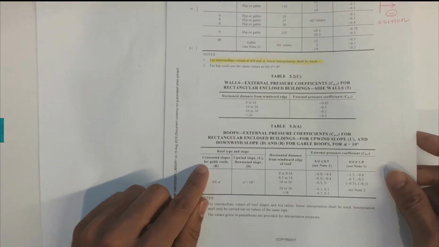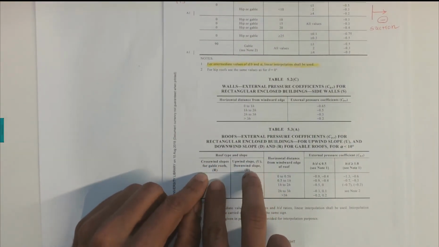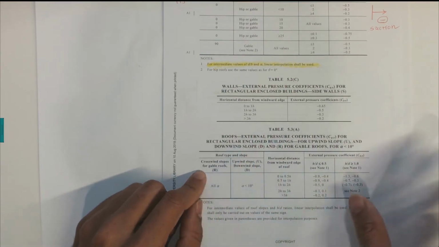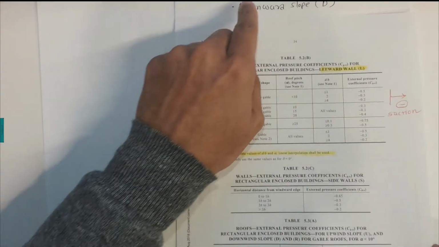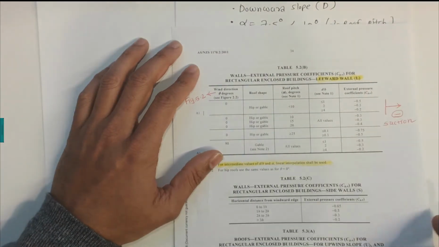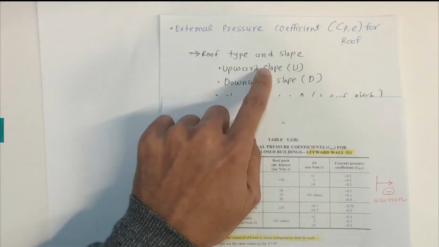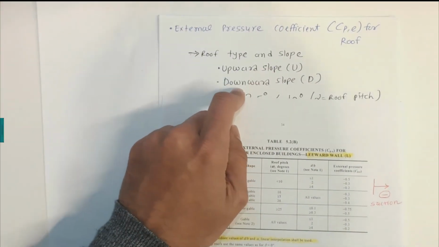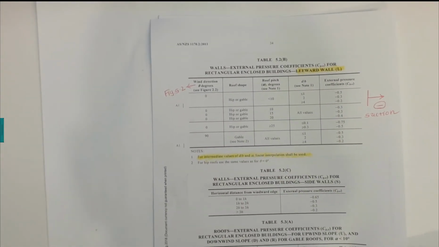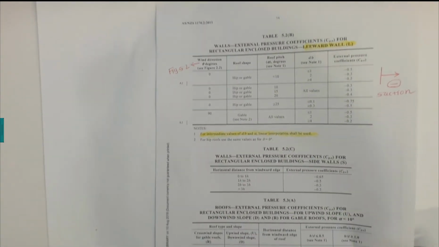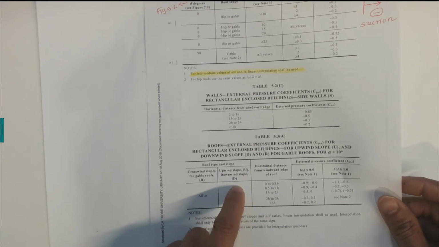So we need some information here. We need to identify what roof we have, so roof type and slope, which is upward slope and downward slope. So we have upward slope and downward slope, and the alpha is less than 10, which is 7.5 here, so no problem.